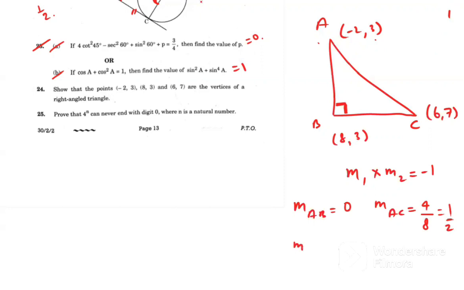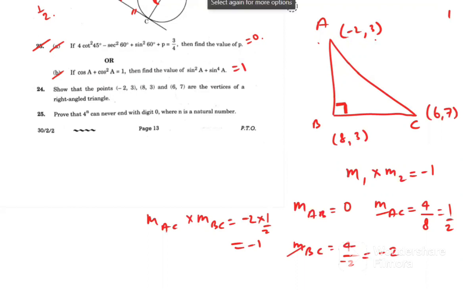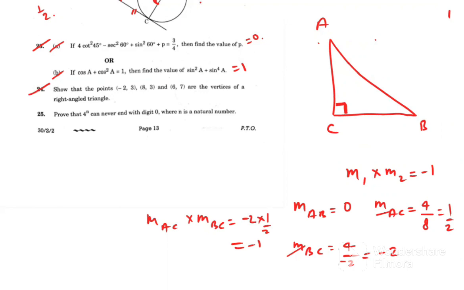Now let's find the slope of this line, BC. The slope of BC is nothing but y2 minus y1, that is 7 minus 3, 4, divided by 6 minus 8, which is minus 2, right? So we see here that slope of AC multiplied by slope of BC is equal to minus 2 into 1 by 2, which is nothing but minus 1. Therefore, these two lines are mutually perpendicular, right? Which are those? AC is perpendicular to BC. Therefore it is a right angle triangle. Or you can also use the distance formula. Find this distance and this distance, and use Pythagoras theorem to prove that it is a right angle triangle.